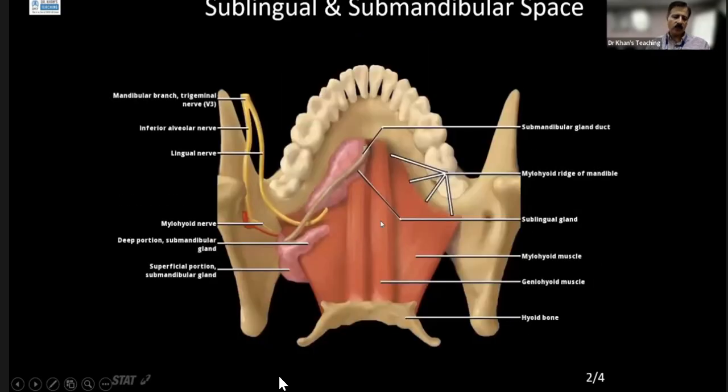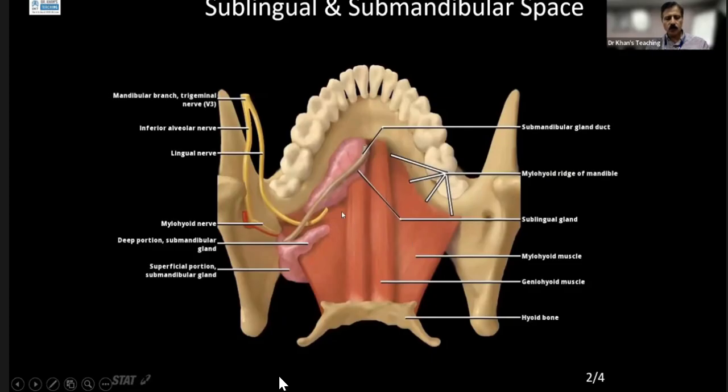Now, I'll come back to that concept, but first of all, look at this mylohyoid muscle. This is the mylohyoid muscle. The mylohyoid muscle is the base of the oral cavity. It is equivalent to the levator ani in the pelvis. It is attached to the anterior surface of the mandible.